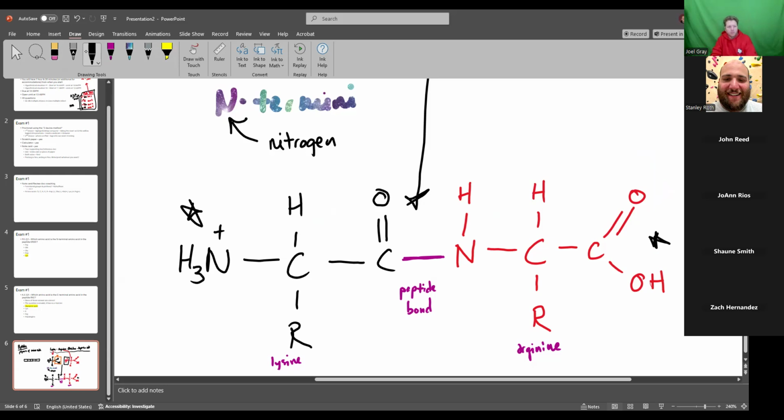Now, between those two, your N termini is pretty much always going to be drawn on the left. The convention is reading left to right, N termini to C termini. Think about the way that you read a sentence. You read it from the left side to the right side. I know that's not completely unique to English, and in some other languages you don't read left to right, but that's the way that we read a peptide, N termini to C termini.